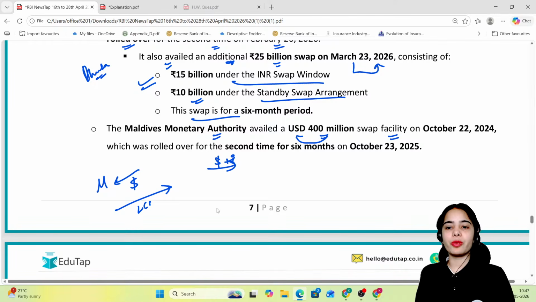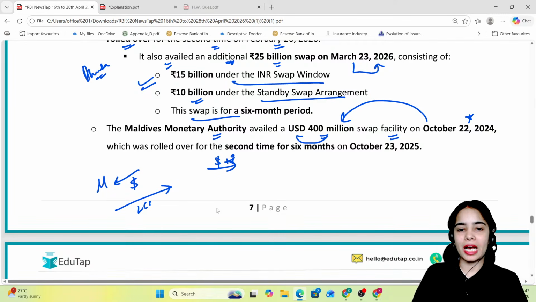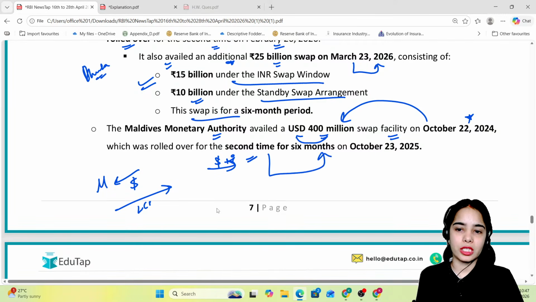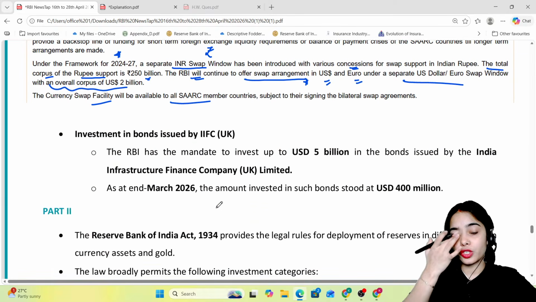But what has happened is that we provided them the swap facility in 2024, and the swap facility was rolled over. That means the extension of time has been taken for the second time for 6 months in October 2025. This is the idea. Any confusion?